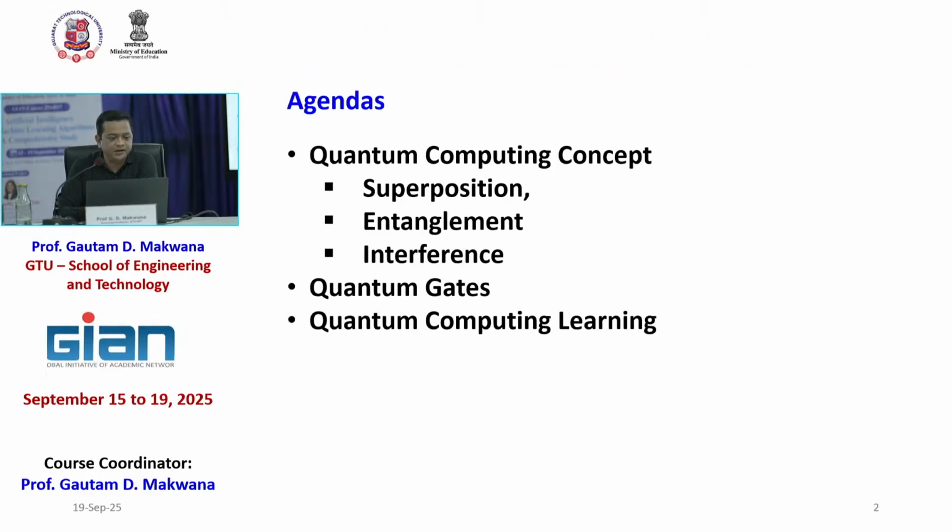In this case, I will be talking about the concepts of quantum computing, which include superposition, entanglement, and interference, some of the quantum gates, and how quantum computing is used in machine learning, which is known as quantum machine learning. Now, why do we require quantum computing?